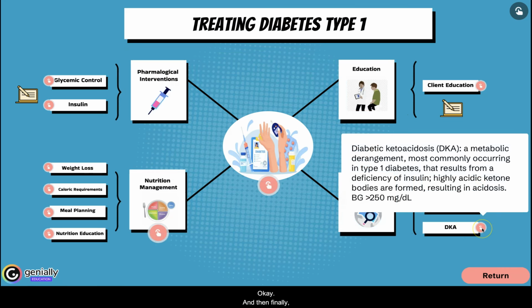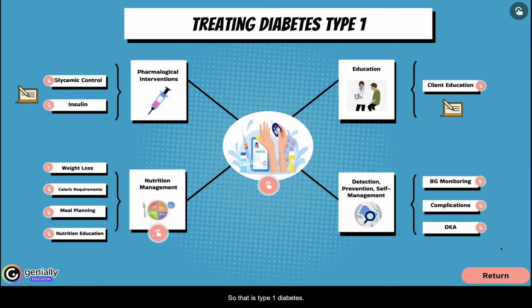Okay, and then finally DKA. What is DKA? We mentioned this before, diabetic ketoacidosis. It's a metabolic derangement, most commonly occurs in type 1 diabetics and results from the deficiency of insulin, because remember they have no insulin, right? So highly acidic ketone bodies are formed and it results in metabolic acidosis. You'll notice this can happen at blood glucose levels of greater than 200 and consistent blood glucose levels of greater than 250. So that is type 1 diabetes.